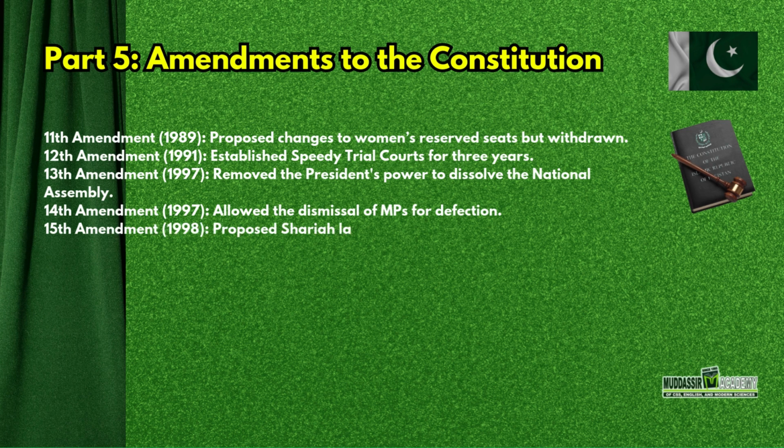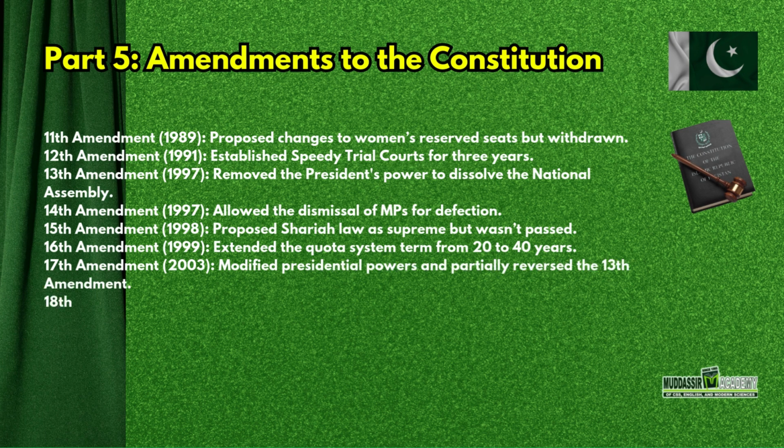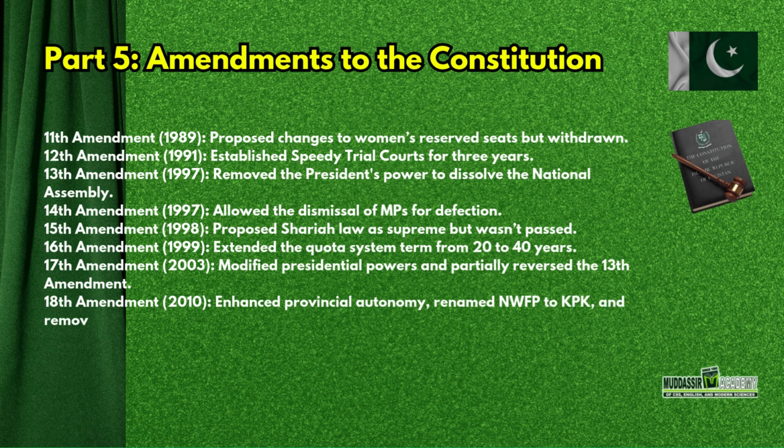15th, 1998, proposed Sharia law as supreme but wasn't passed. 16th, 1999, extended the quota system term from 20 to 40 years. 17th, 2000, modified presidential powers and partially reversed the 13th Amendment. 18th, 2010, enhanced provincial autonomy, renamed NWFP to KPK, and removed the President's power to dissolve Parliament unilaterally.